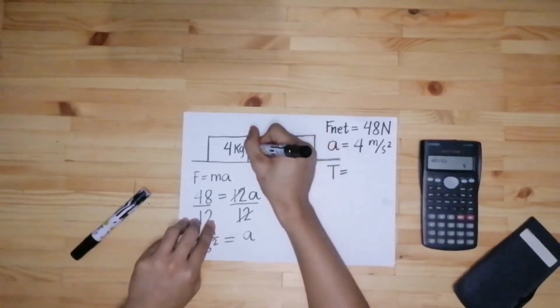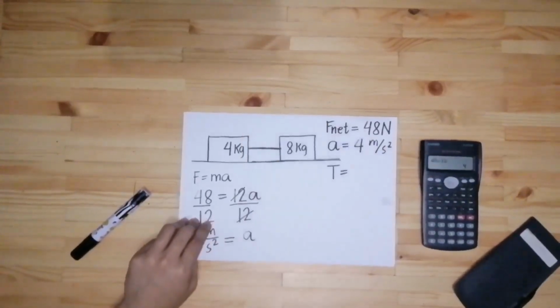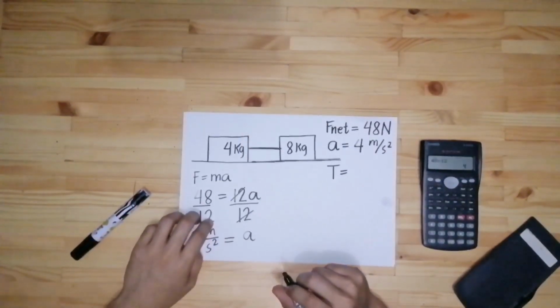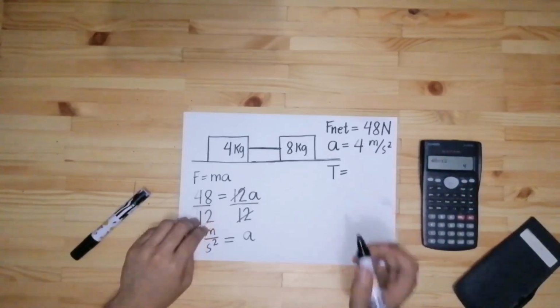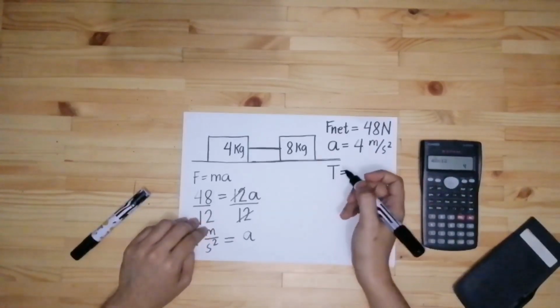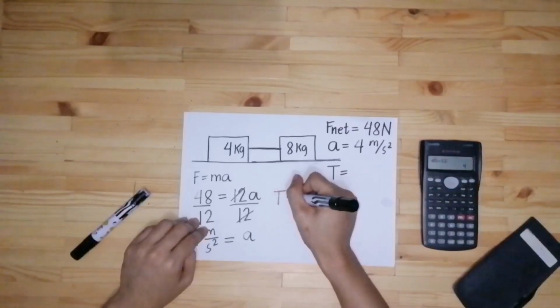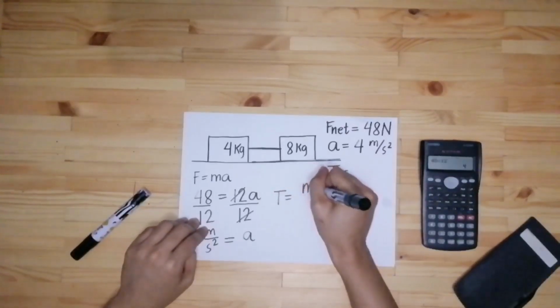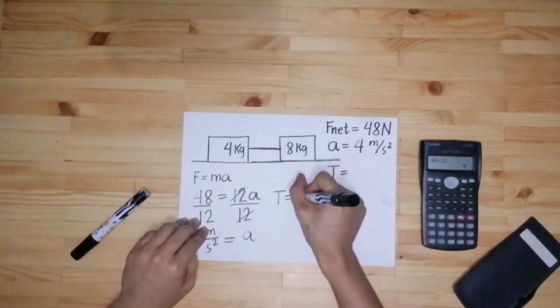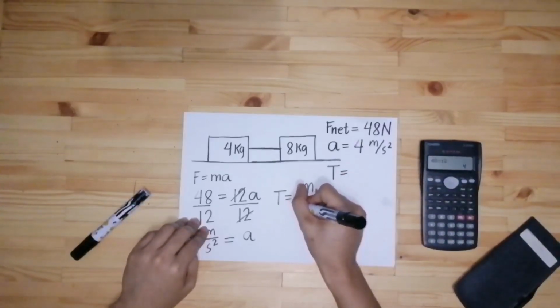The tension force is the one in the wire. To find that, there are two ways. We can use this formula. So, we can use tension is equal to M1 or the mass 1, this is the 4, divided by total mass.